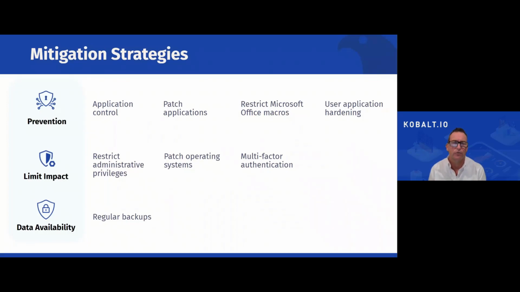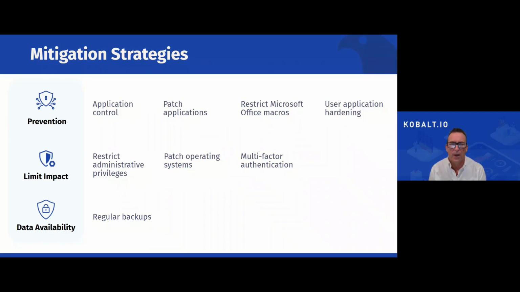In terms of Microsoft Office, one of the primary vectors for the bad actors is Microsoft Office macros, and the vast majority of companies never use Microsoft Office macros, so it's recommended to completely disable them in your business. And the final one is user application hardening, configuring the applications that people are using on a daily basis to limit the attack surface. Things like disabling pop-ups, disabling JavaScript in browsers, those sorts of things.